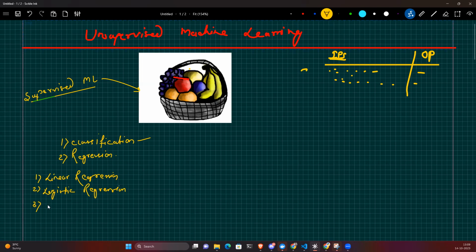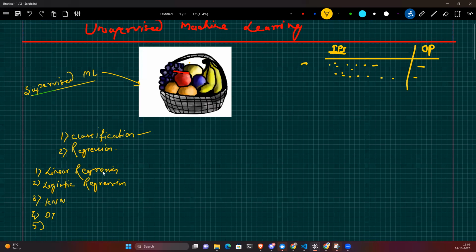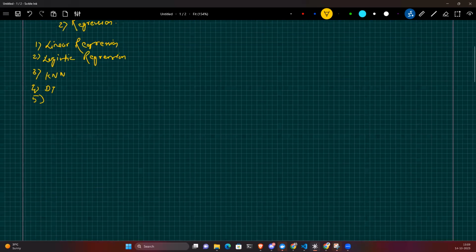Then we have seen KNN, decision tree. Fifth number, what are the things we have discussed? Decision tree, and then I think support vector machine, I have not discussed. That will come under module 5. PCA and SVM, support vector machine, will be considered under module 5.